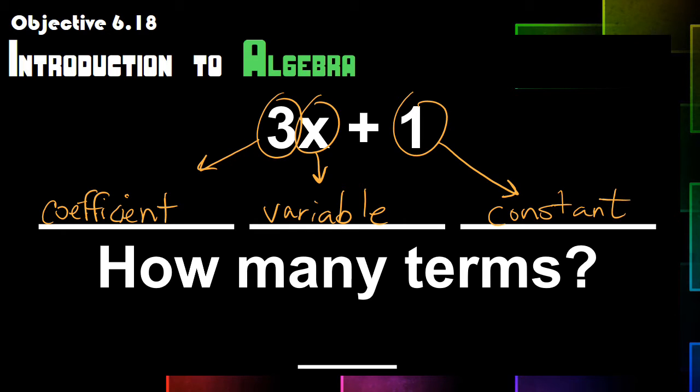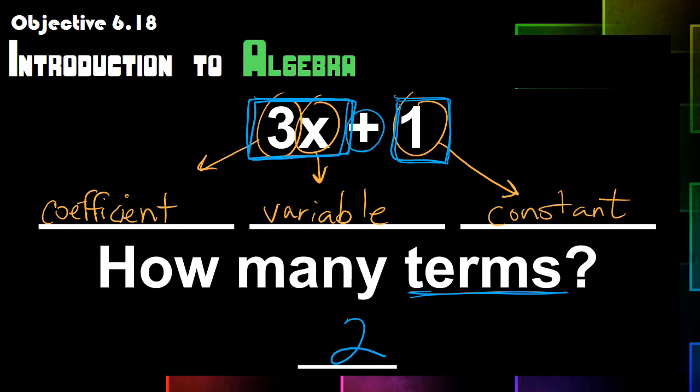Here it's asking a question: how many terms do we have? When we talk about the word terms, this is how many different parts there are to the expression or equation. Here we have 3x, and since this is multiplication, it stays together. So this is one term, and our constant, anything after our operation sign, the number 1, is a second term. So we can say that this expression has 2 terms.